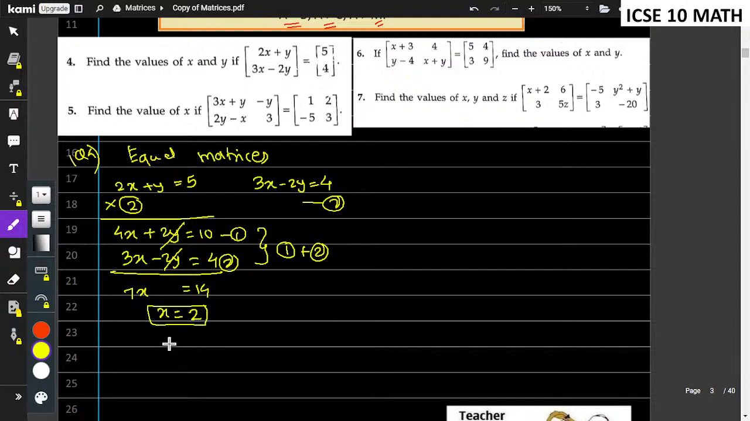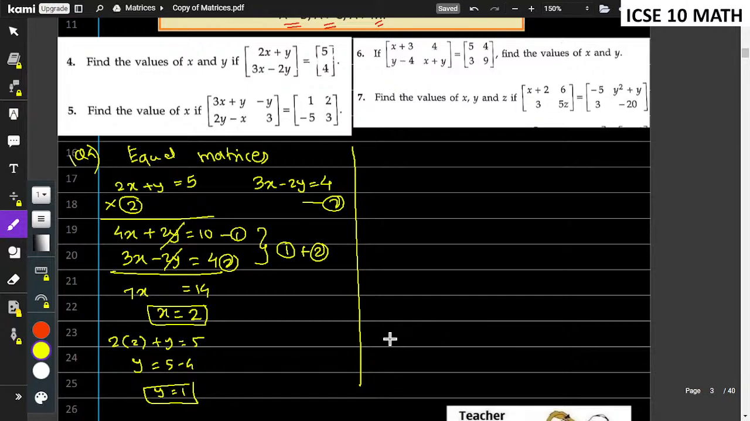So the value of y, how are we getting? By substitution. Substitute in any of the equations. So let's say 2 into 2 plus y equals 5. So 4. So y becomes 5 minus 4. y is equal to 1. So these sums are so easy. Easiest sums in this whole exercise, whole chapter actually. We just have to find equal elements and find out the values of x and y.